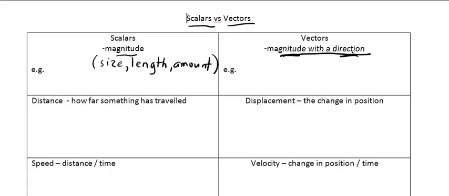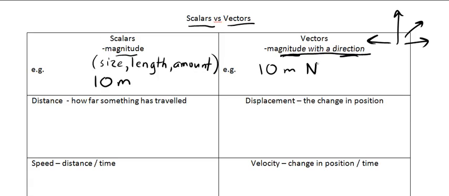If I say walk 5 meters, you don't know whether it's 5 meters this way, or that way, or that way, or that way. Right? We need a direction. So for example, if we say 10 meters, that's a scalar. If we say 10 meters north, that's a vector.